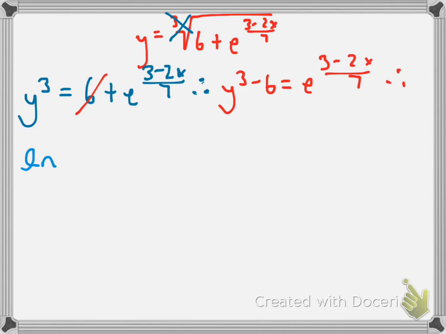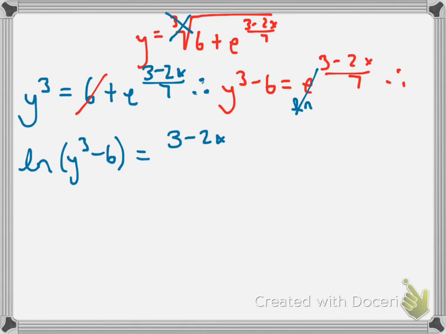we just write ln. We're going to do ln of both sides, so y cubed minus 6 equals, and the natural log, if I take the natural log of this side, again they're just going to cancel out, and I get 3 minus 2x over 7. One step closer.